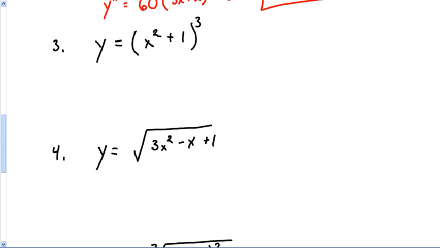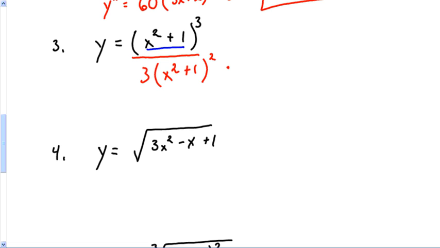Let's see what we got. Take the derivative. You've got this inside function, x squared plus 1. And then we've got this big outside function of x squared plus 1 to the 3rd. So we're going to take the derivative of the entire thing. Well, that would be 3 times x squared plus 1. Subtract 1 from the 3. So that's going to be 2. Times the derivative of the inside.